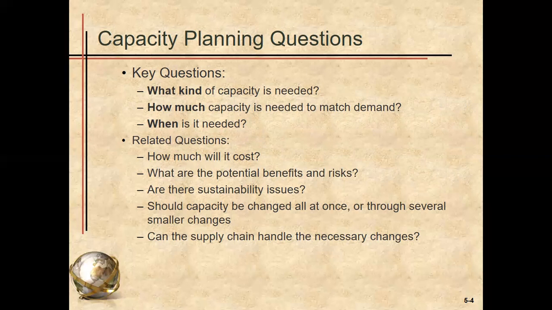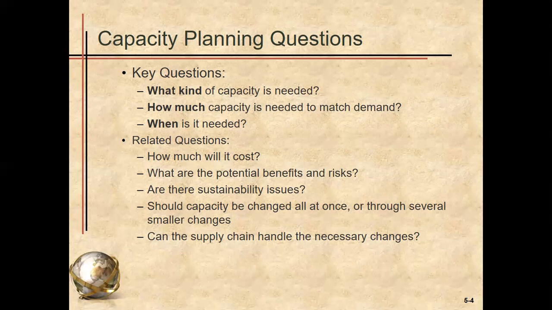Capacity planning questions. What kind of capacity is needed, and how much capacity is needed? We need to calculate it, and then when it is needed. So we need to know the number of productions that we need to make in the company, and we need to determine when.